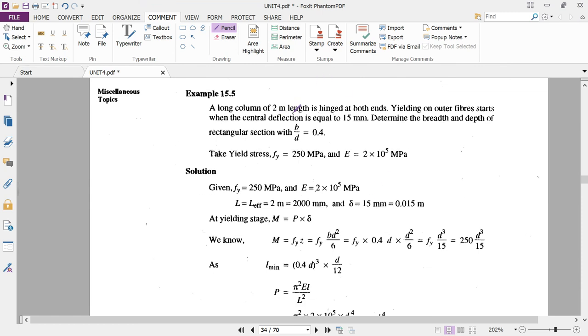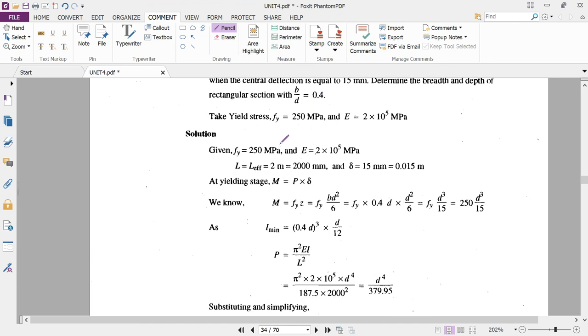A long column of 2 meter length is hinged at both ends. Yield on the outer fiber starts when the central deflection is equal to 15 mm. Now determine the width and depth of the rectangular section with b by d equal to 0.4. Here you are interested in calculating the area of the section, and one condition is b by d equal to 0.4. Along with that, yield stress is also given as 250, with E equal to 2 into 10 to the power 5.